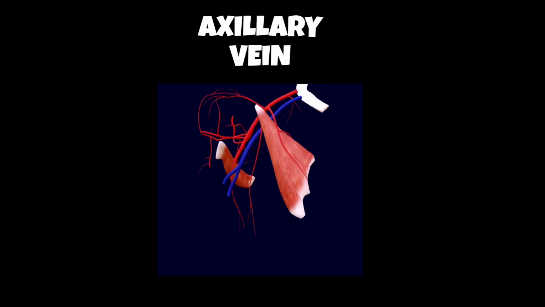Most of its tributaries correspond to branches of the axillary artery, which are the superior thoracic vein, thoracoacromial vein, lateral thoracic vein, subscapular vein, and circumflex humeral veins, the anterior and posterior. Additionally, it also receives brachial veins following the brachial artery, and the cephalic vein, which enters through the clavipectoral triangle after piercing the clavipectoral fascia. The brachial plexus will be covered in a separate video.